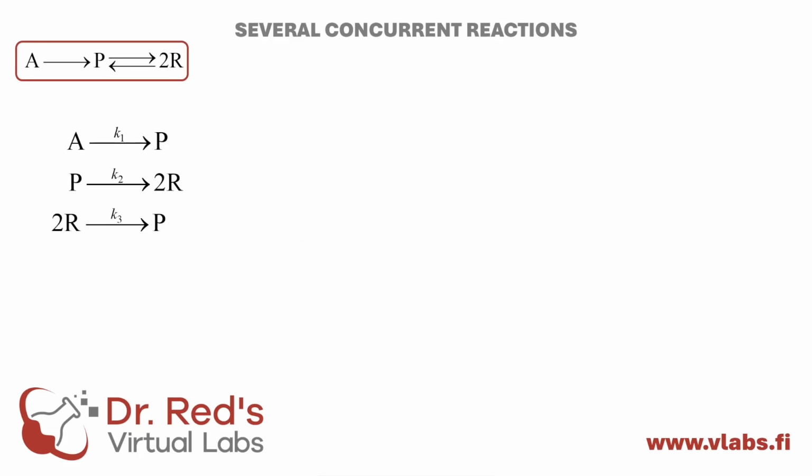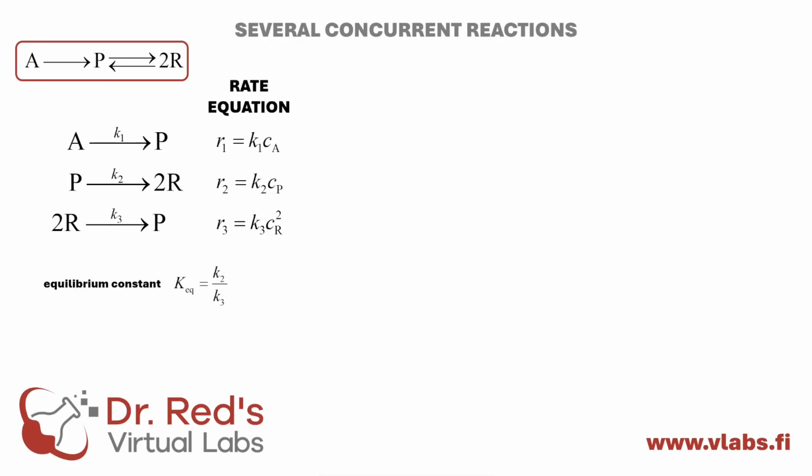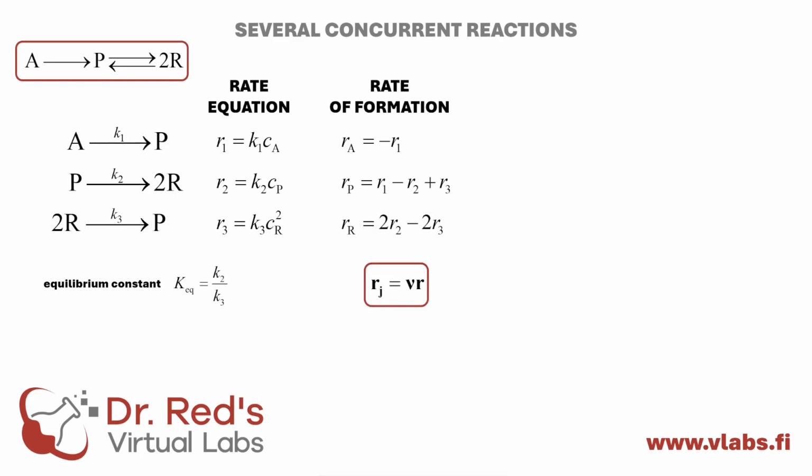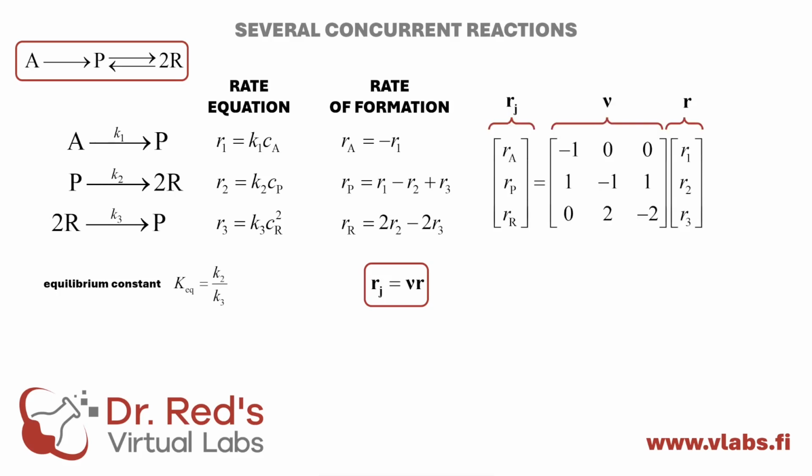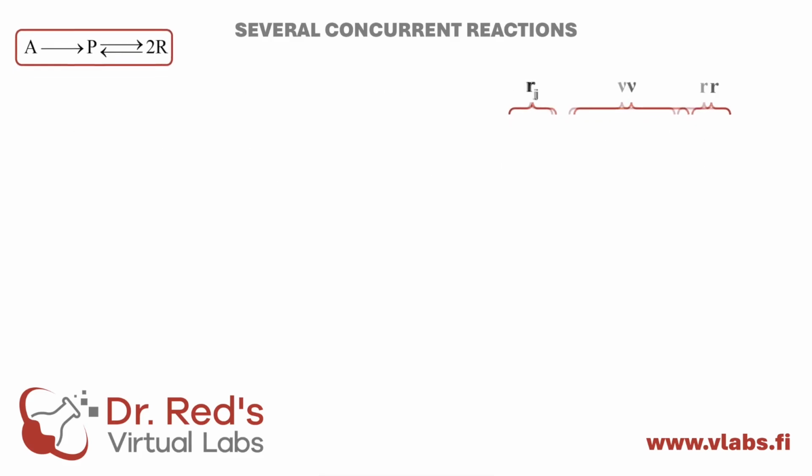If all steps are elementary reactions, writing the rate equations becomes straightforward. Observe the second-order term in reaction 3. The rates of formation are yet again derived from reaction rates, utilizing stoichiometric coefficients. Once more, matrix operations come to our aid.